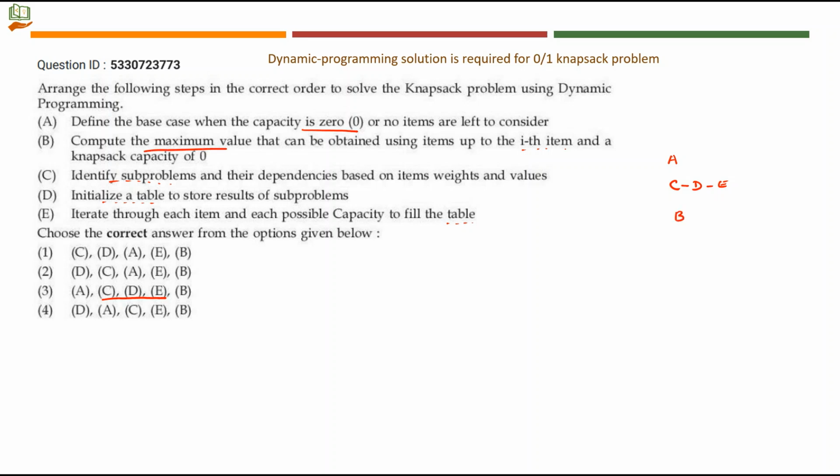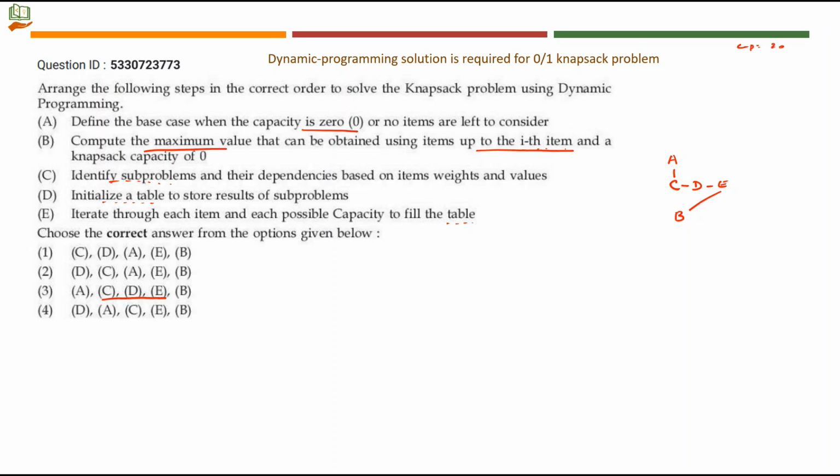Now just arrange in this order. Define the base case when the capacity is 0. Identify subproblems based on item weights and values. Now we are solving the subproblem and storing it in a table. We iterate through each item and each possible capacity to fill the table. Once you fill the table and find which items are going to be accommodated in the knapsack, we compute the maximum value that can be obtained using items up to the ith item. What is a knapsack capacity of 0 here? Imagine the maximum capacity of the knapsack is going to be 20.